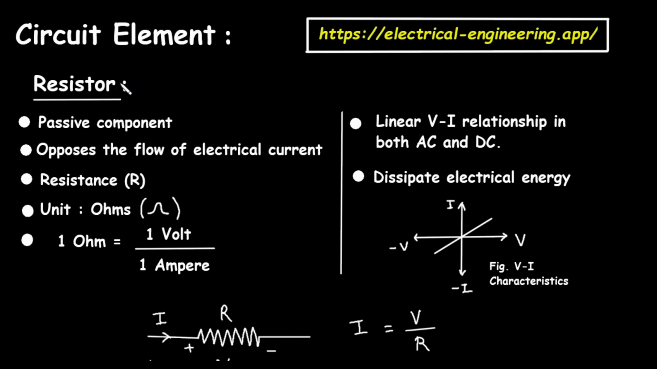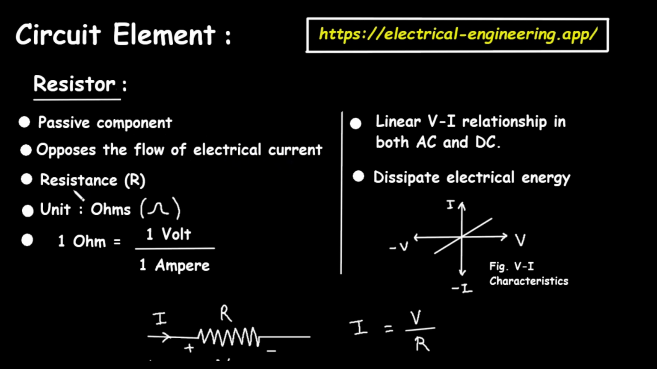Now let's see what is a resistor. So first of all, a resistor is a small electrical component used in electronic circuits to control or limit the flow of electric current. Here we can see it is a passive component. The resistor does this by providing resistance, which reduces how much current can pass through it. So it opposes the flow of electrical current.